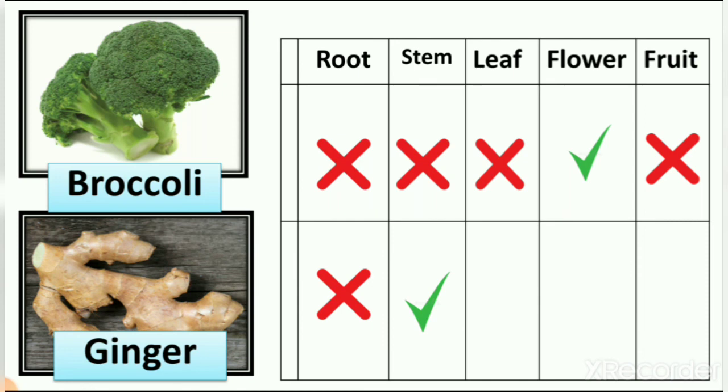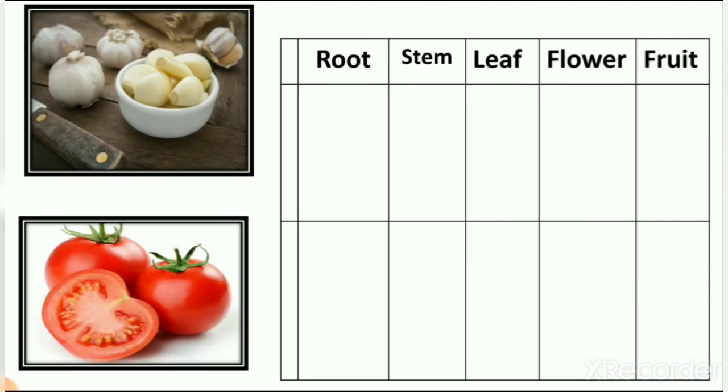And the other three, leaf, flower and fruit, we cross here. So broccoli is a flower we eat and ginger is a stem we eat. Then let's see the next one.